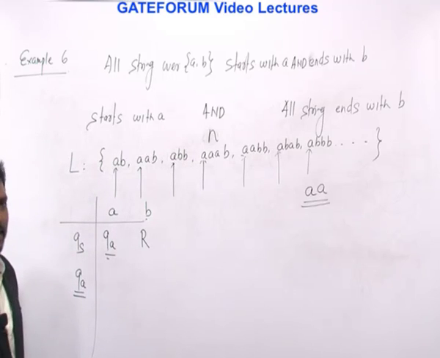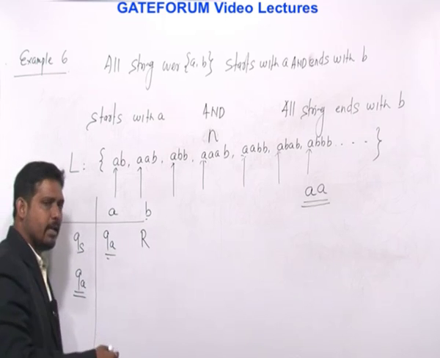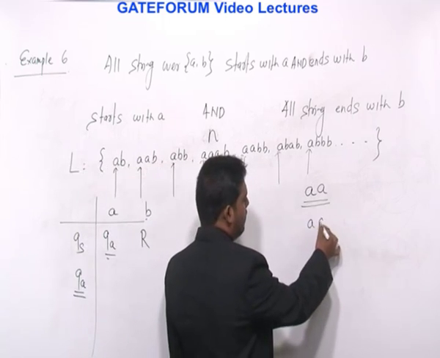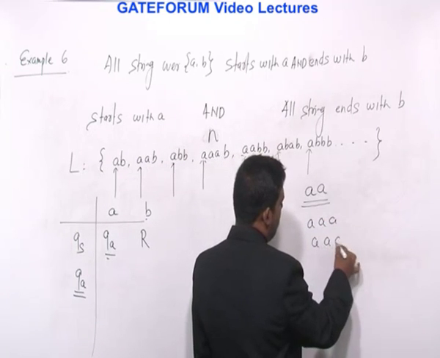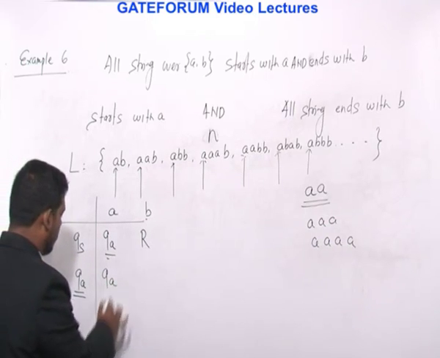So the last scanned alphabet is A. That is the idea. You started with A and more A's are coming. So the last scanned alphabet, double A, triple A, 4 times A, for every occurrence of A, the last scanned alphabet is A only. So this is the idea. We'll not go anywhere, we'll remain in QA.